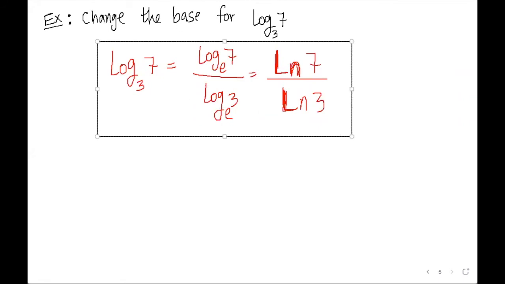This is just how you can change the base. Any question? Or you can change the base to not e, whatever, like 5, 7, 10. But the best thing is to use the base e.